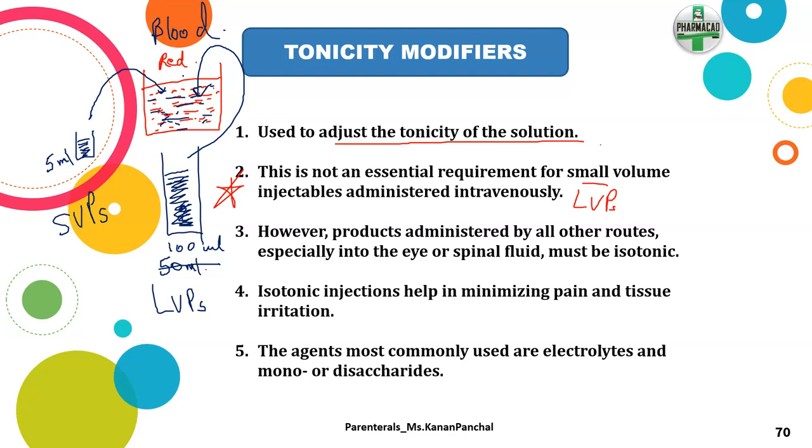All right. Isotonic injections help in minimizing the pain and tissue irritation. I told you, right? If it's not isotonic, you will have skin irritation and all of that in case of IV. The agents most commonly used as tonicity modifiers are your electrolytes and your saccharides. You have your NaCls, you have your KCls, you have your dextrose, glucose, okay? ये सारे होते हैं. So जो saline bags होती है ना वो ये सब होती है. All your dextrose and sucrose and all.